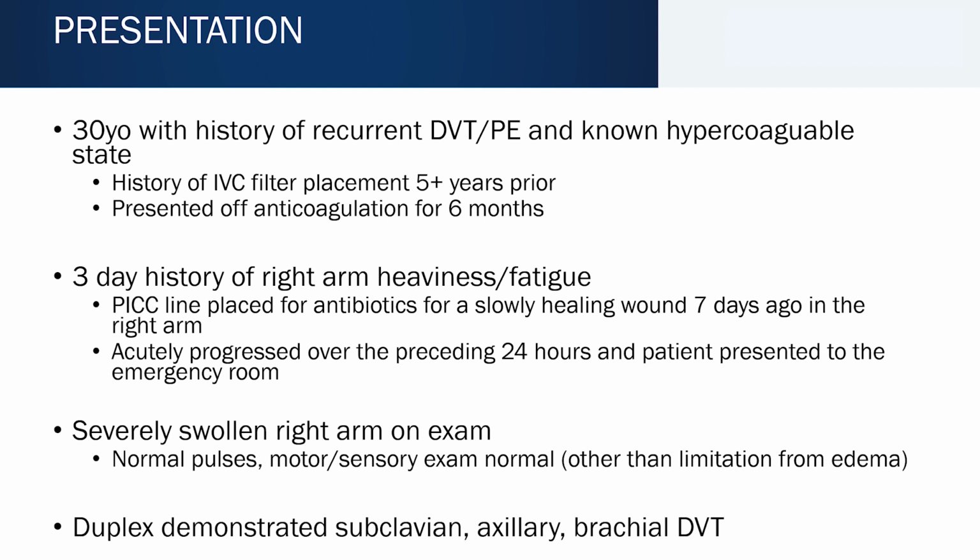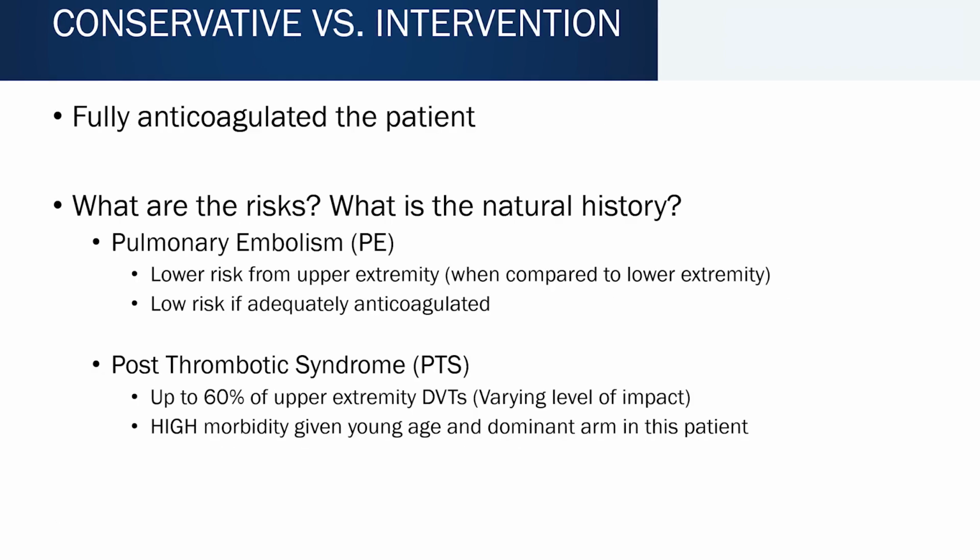An ultrasound in the emergency department demonstrated a subclavian, axillary, and brachial vein DVT. The patient was fully anticoagulated by the emergency room, and the vascular surgery team at Houston Methodist was asked to evaluate the patient for further management. So the first thing that we did, as we do with all patients, is determine what are the risks with this patient, what is the natural history of this pathology.